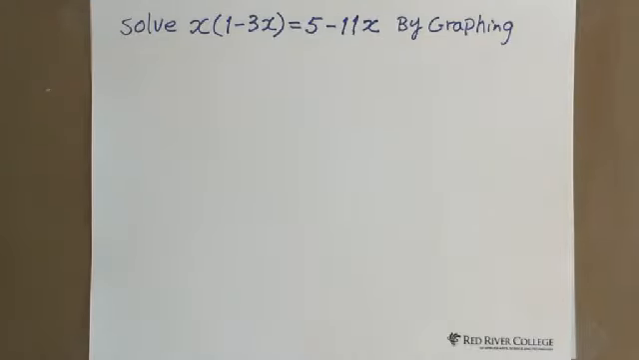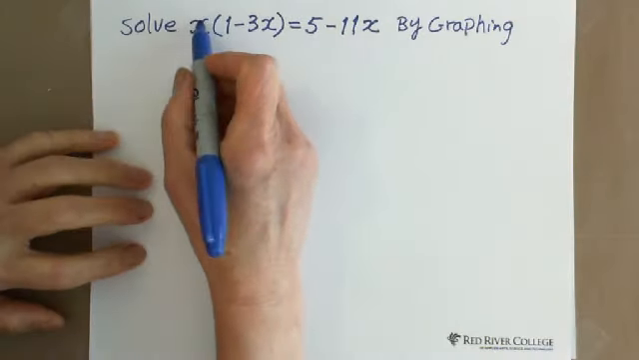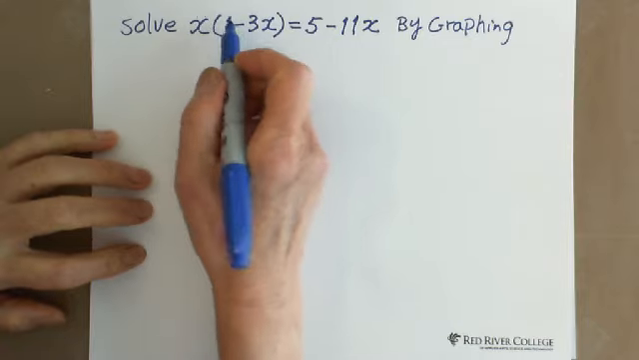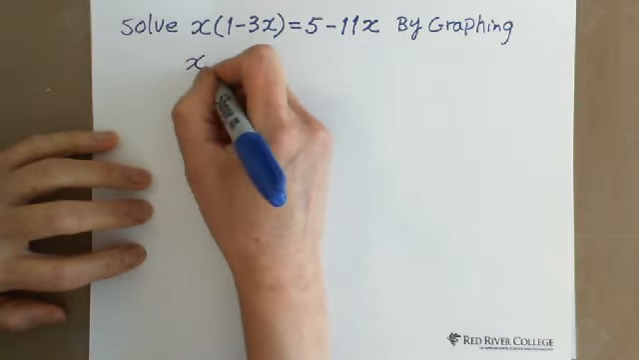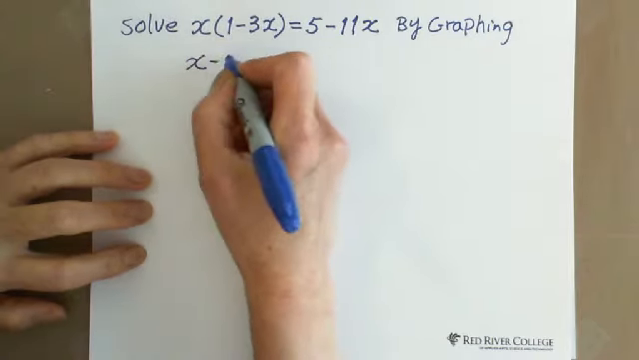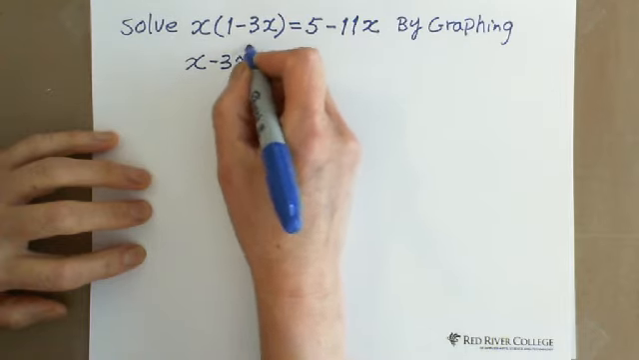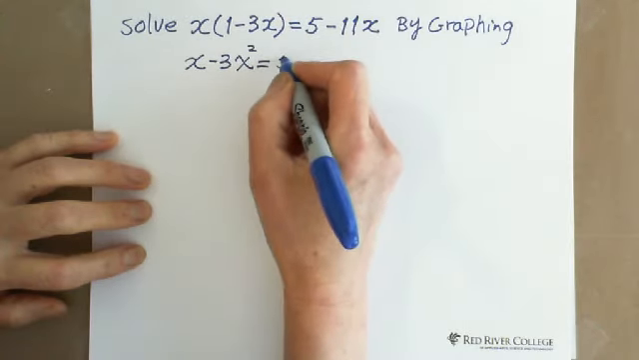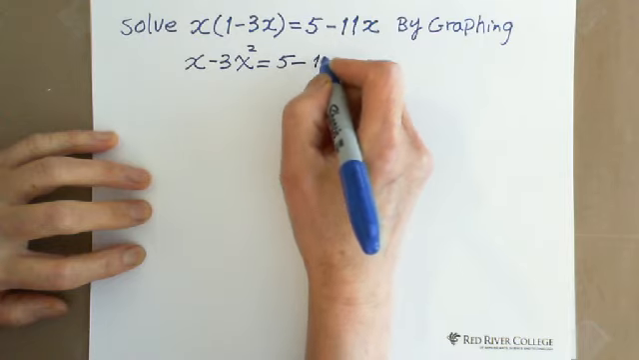Before graphing, we need to simplify and break down the bracket by distribution. Doing distribution, x times 1 is x. x times negative 3x, we get negative 3x squared, equals 5 minus 11x.